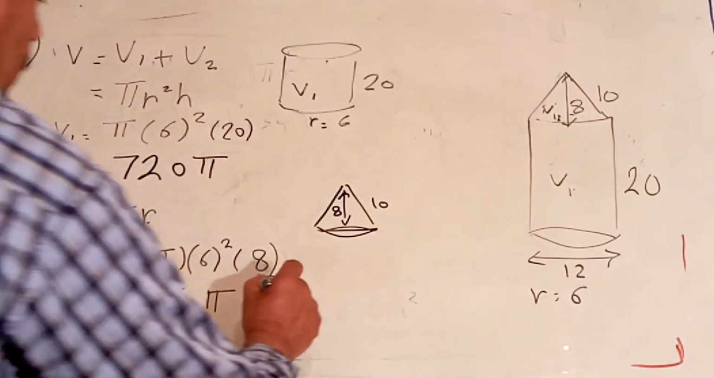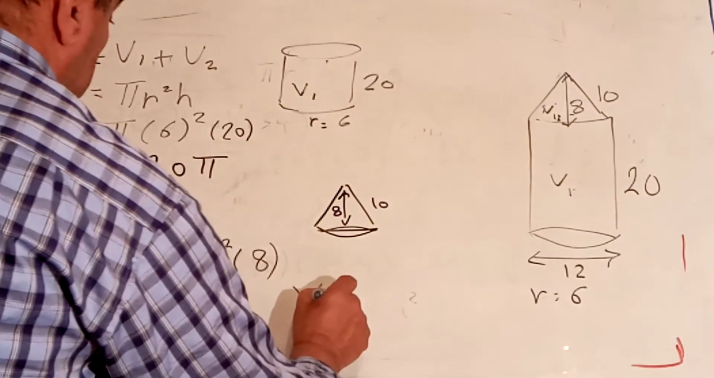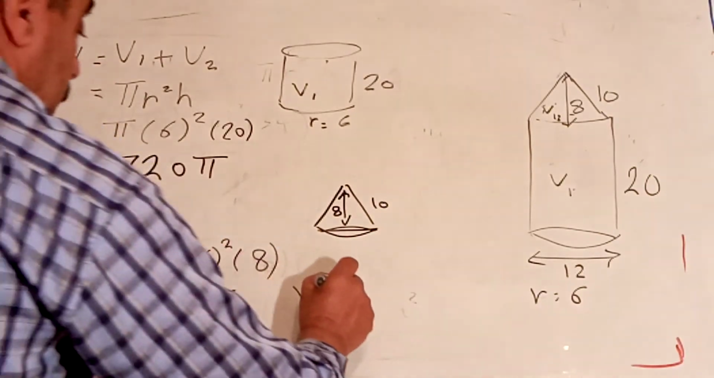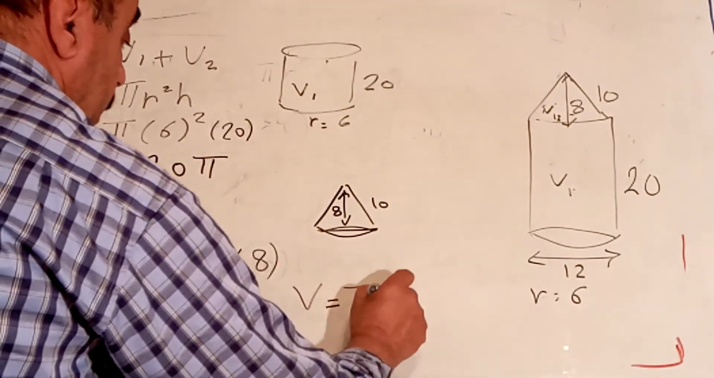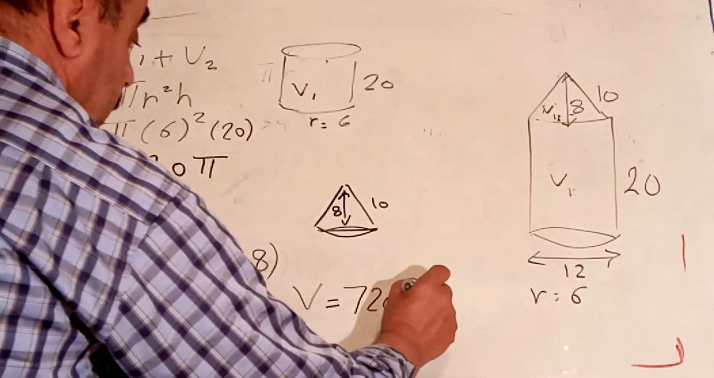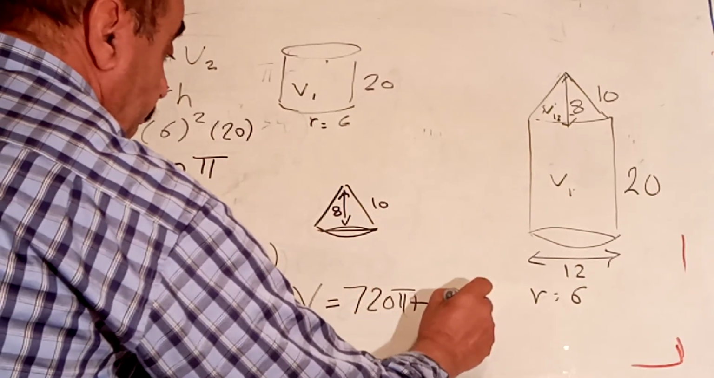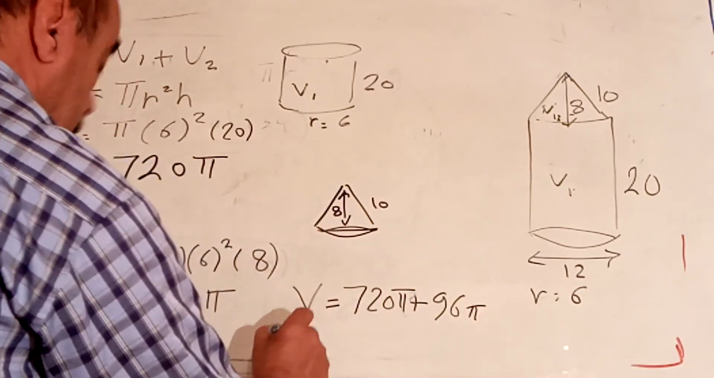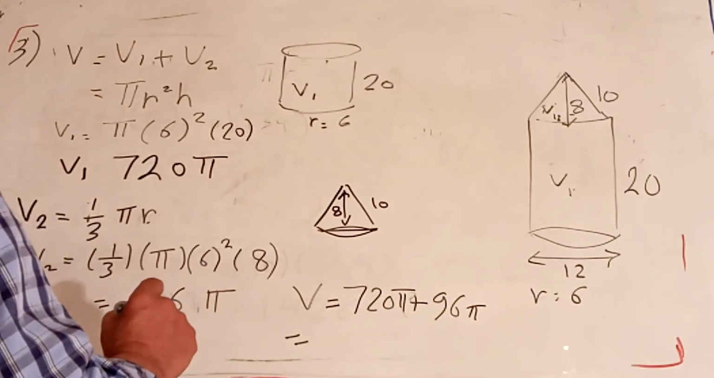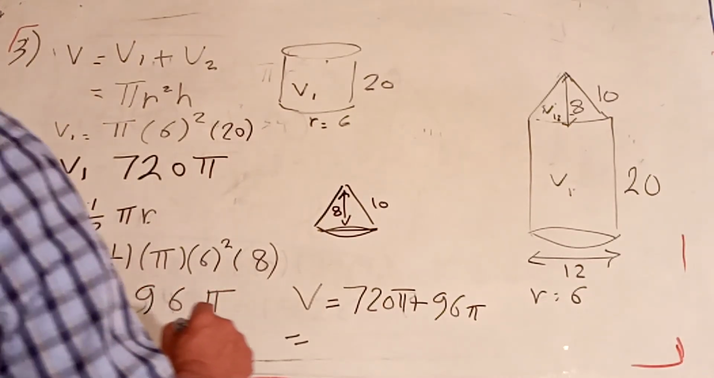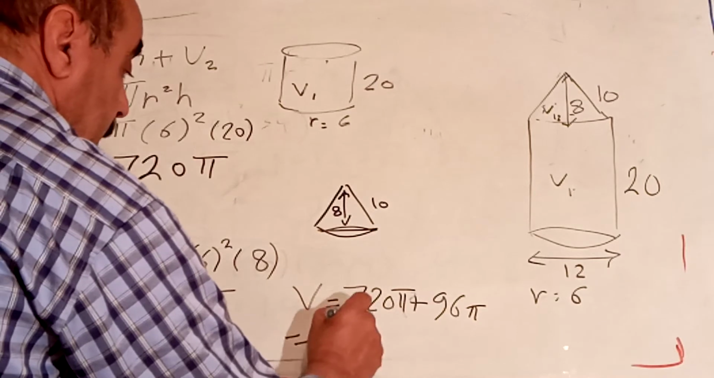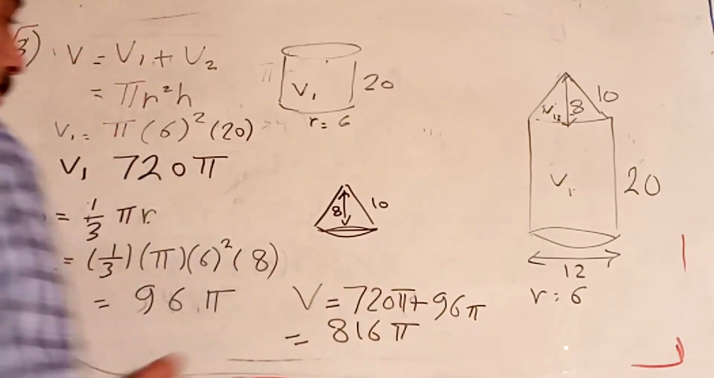So volume is equal to V1 plus V2, 720 pi plus 96 pi, which is equal to 816 pi.